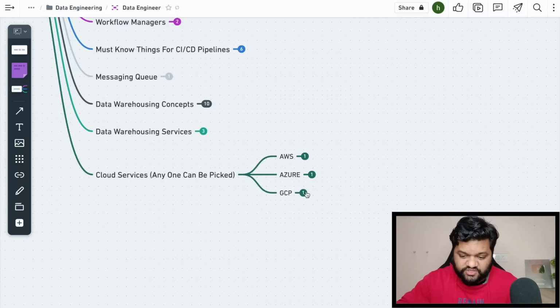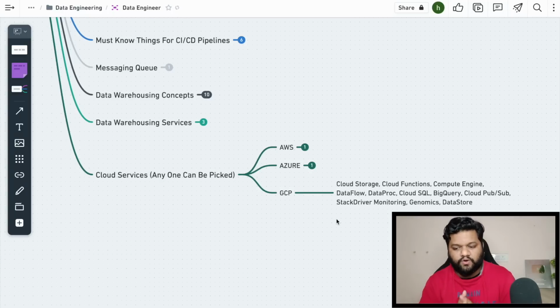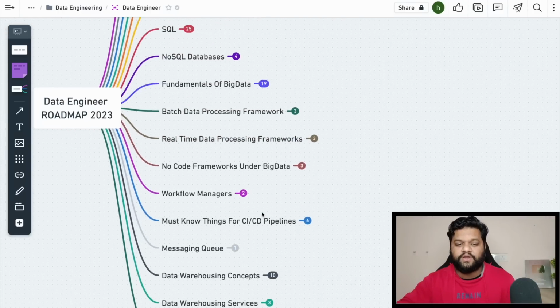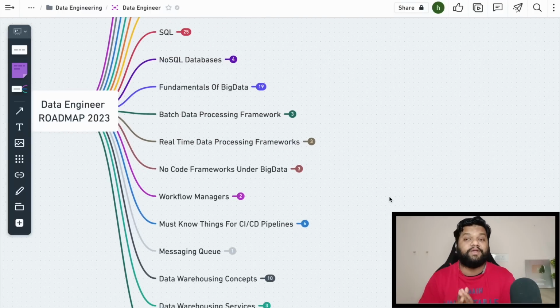Coming to GCP: Cloud Storage, Cloud Functions, Compute Engine, Dataflow, Dataproc, Cloud SQL, BigQuery, a popular service from GCP when it comes to big data, Cloud Pub/Sub, Stackdriver Monitoring, Genomics, and Datastore. So that was about the cloud services, and that was the end of our Data Engineering Roadmap 2023.